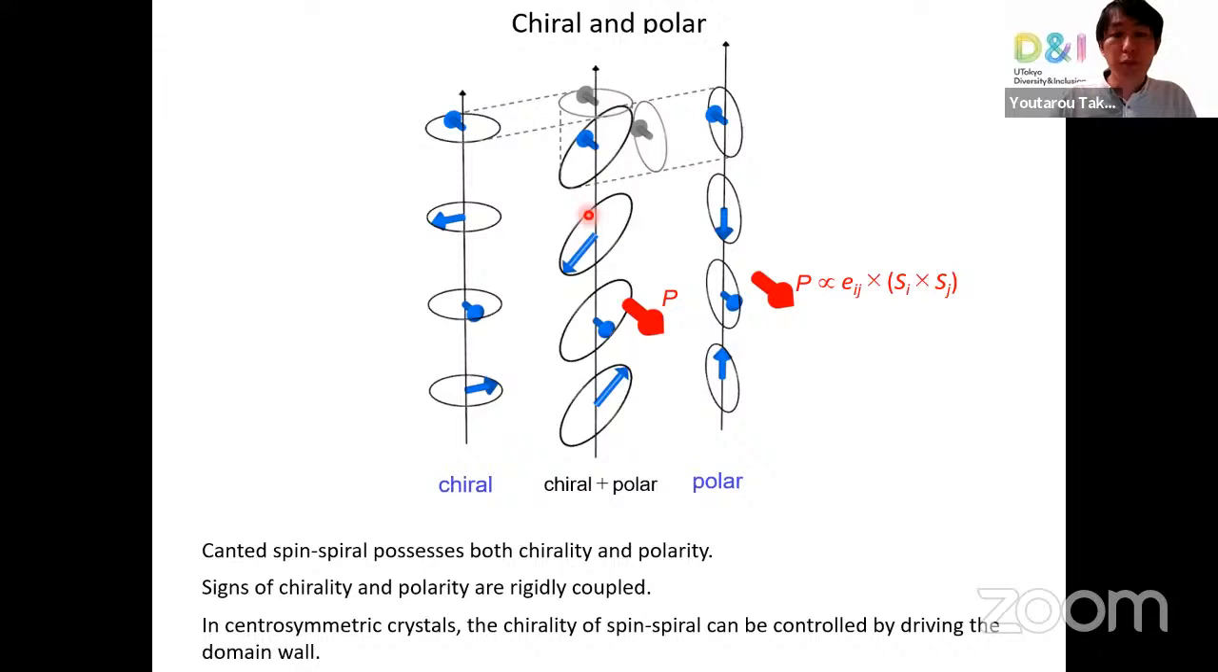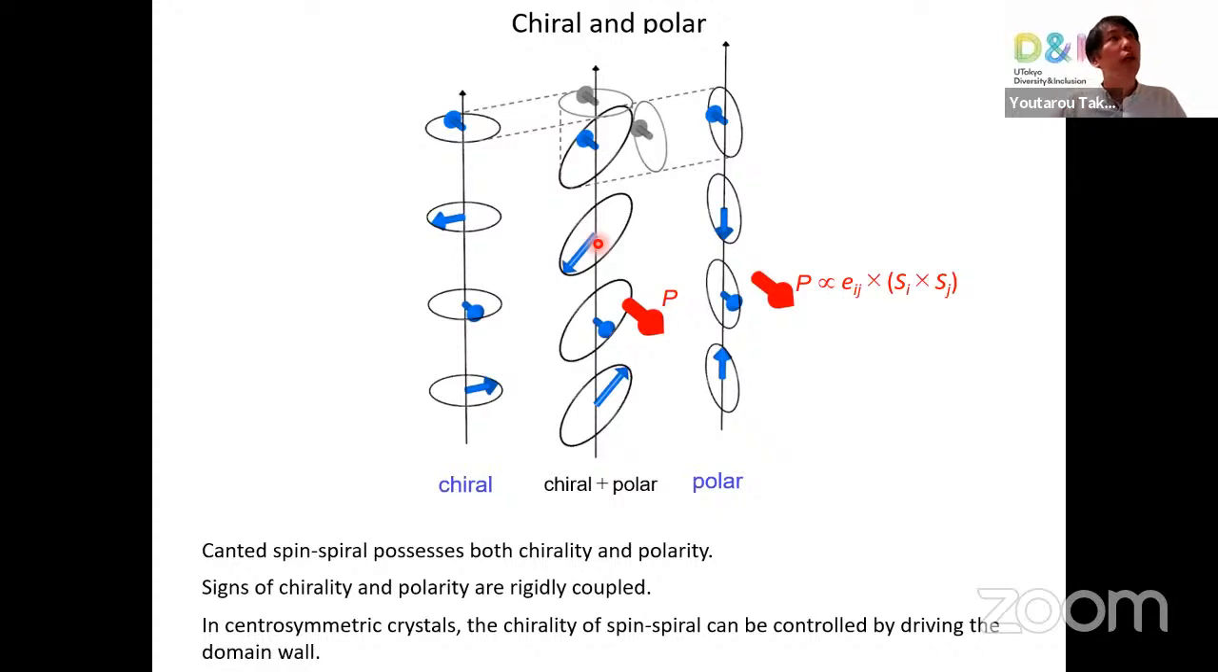This is a cantate spin spiral. This cantate spin spiral has both chirality and polarity. The important point is the sign of the chirality and the polarity are rigidly connected in this case. So when we reverse the polarity by the electric field, the sign of the chirality is also changed.